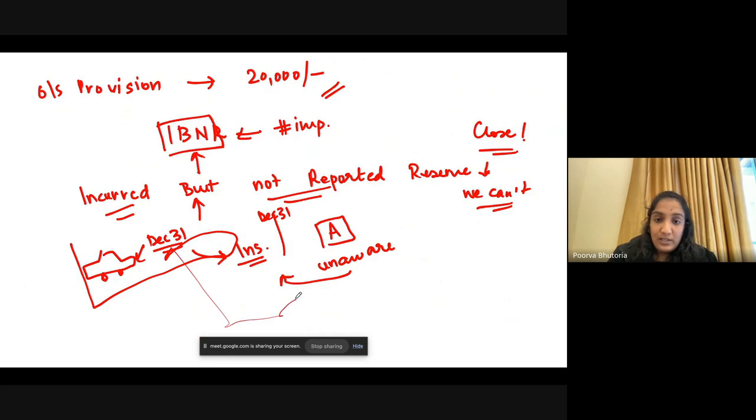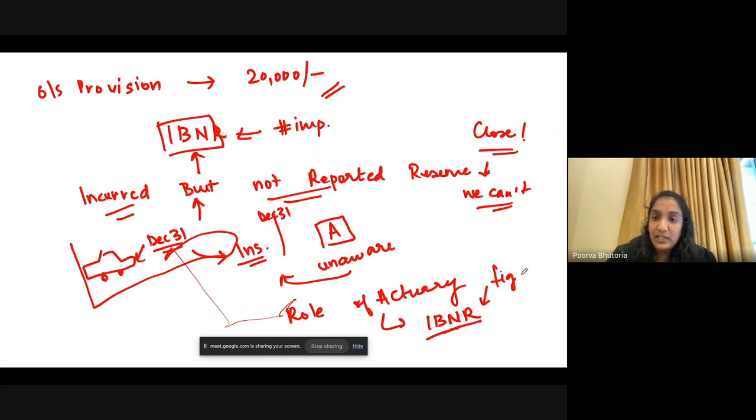So, the role of the actuary is to calculate, okay, what figure for IBNR should I put in the accounts? What are the claims that are incurred, but the company is unaware of? It is not reported to the insurer yet.